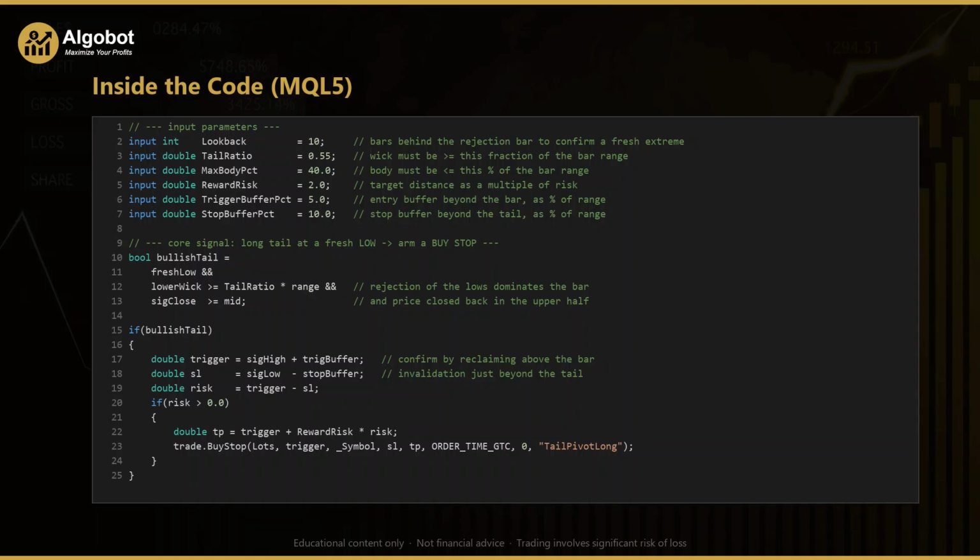It then measures risk as the distance between entry and stop, and, provided that risk is positive, sets the take profit at the entry plus the reward to risk multiple of that risk. Finally, it places a buy stop order at that entry, with the stop and target attached. The bearish path, not shown here, mirrors this logic in the opposite direction.